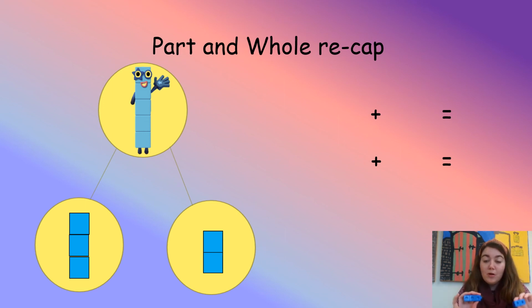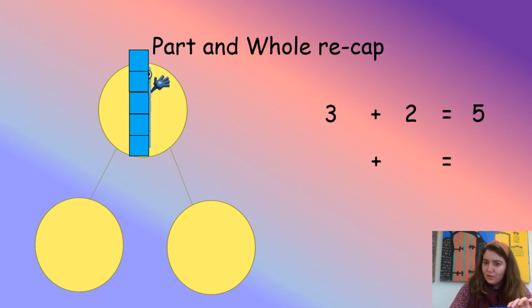Okay, we're going to look a bit more next week at number bonds to 5 because we need to try and remember these in our head. So we're going to look at them a bit more next week, but we're just having a recap of them today, looking at the parts that make 5. So we know that we can have 3 and 2, and we know that if we add them together, we get 5.